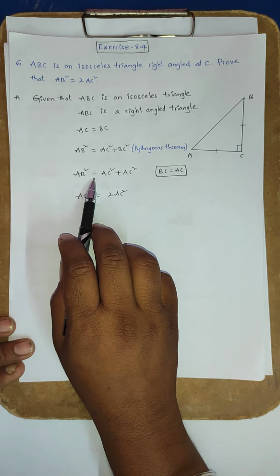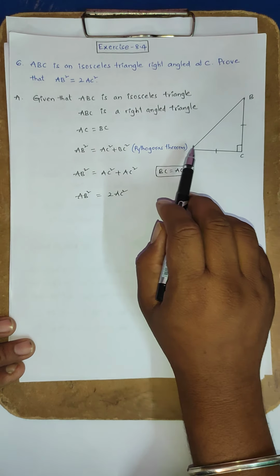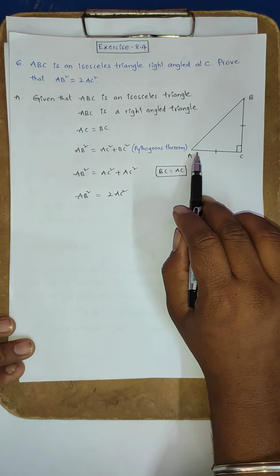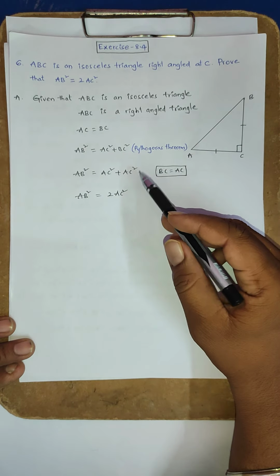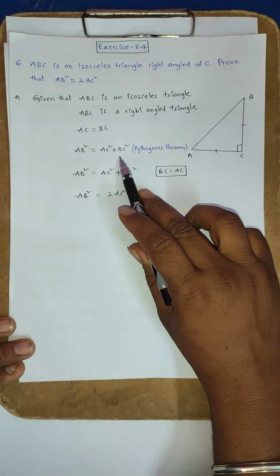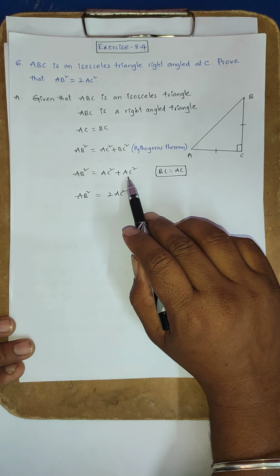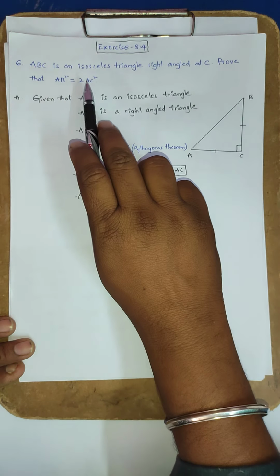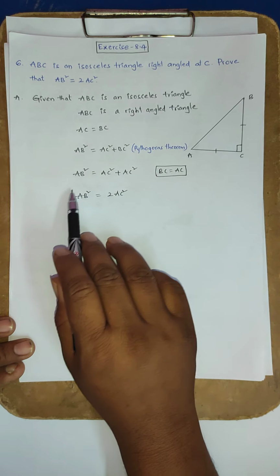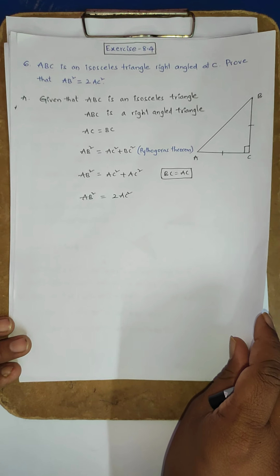Now AB square is equal to AC square plus BC square, and since BC is equal to AC, to solve the problem we can write AC in place of BC. AC square plus AC square is 2AC square. That is what we were asked to find. This one also we proved.